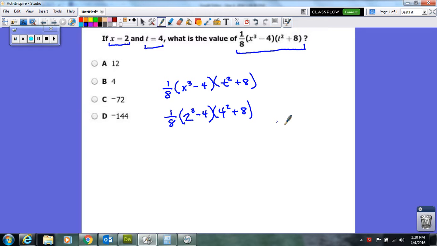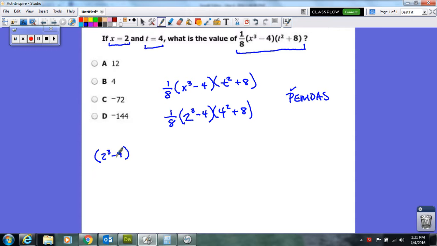A problem like this is going to be solved using, you guessed it, good old-fashioned order of operations, PEMDAS. And PEMDAS begins with a P, which stands for parentheses. So anything inside parentheses I need to take care of. As I look at this first set of parentheses, I have 2 cubed minus 4. So this is kind of its own little problem within a problem. So let me write 2 cubed minus 4 off to the side.